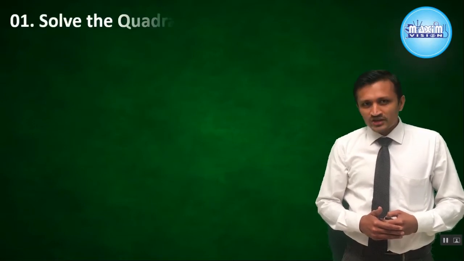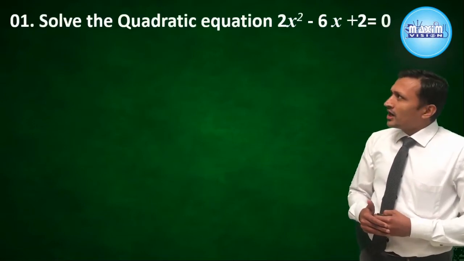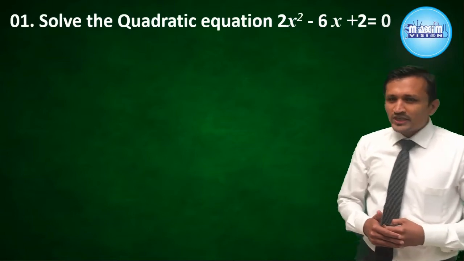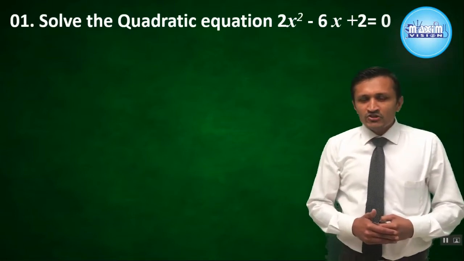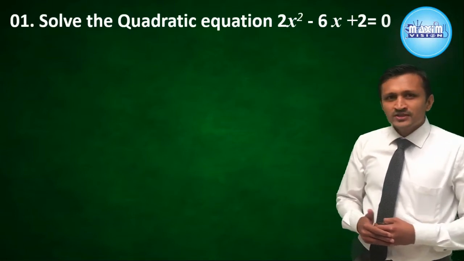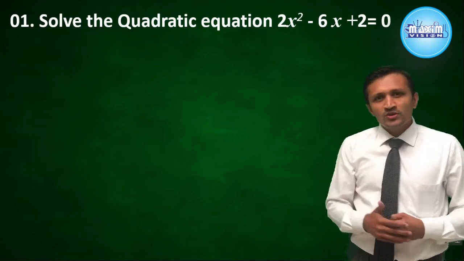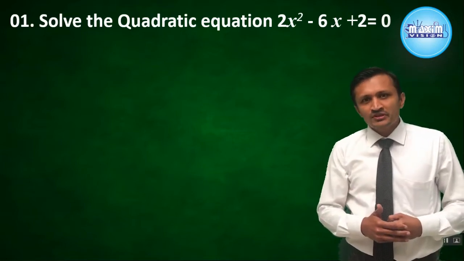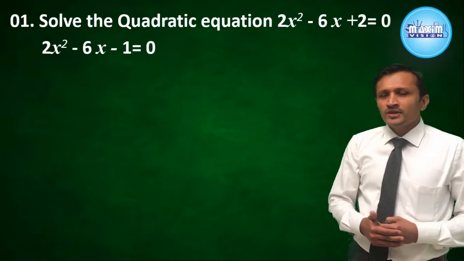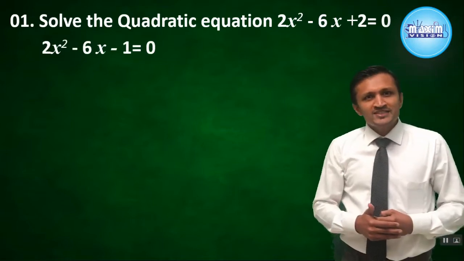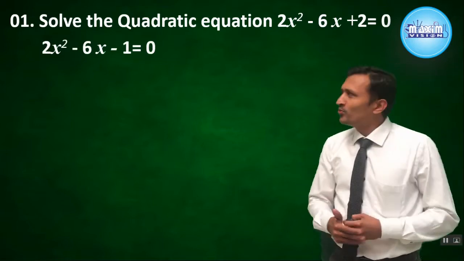First of all, I would like to recall the past knowledge regarding solving quadratic equations by completing the square. I want to bring you again another question that we discussed, how to solve a quadratic equation by completing the square. This one: 2x squared minus 6x minus 1 equals 0.